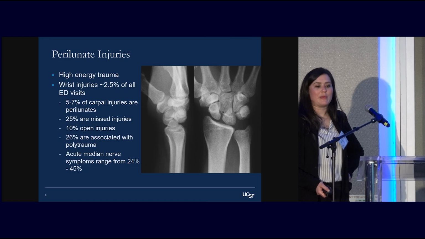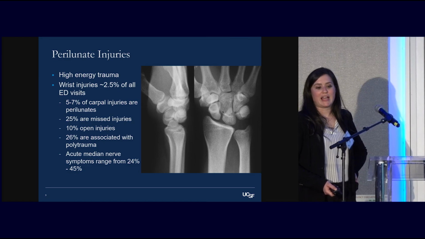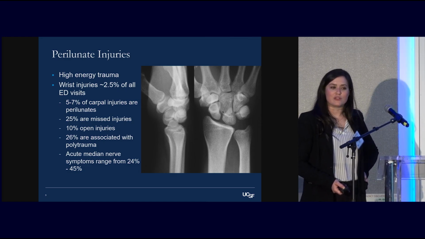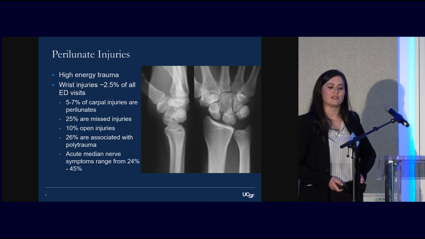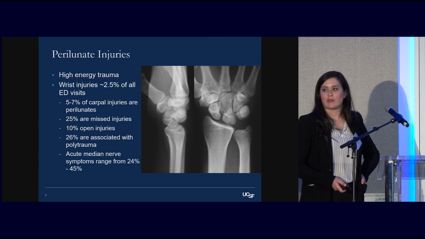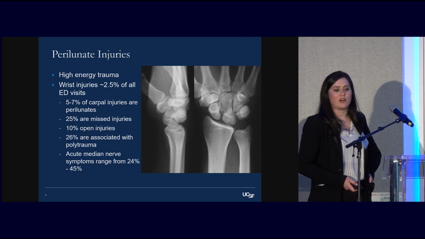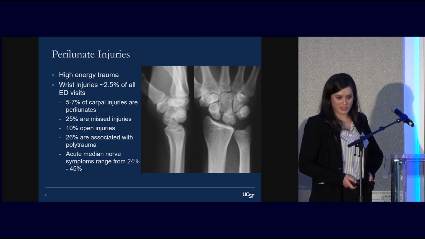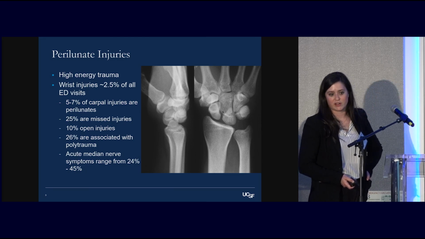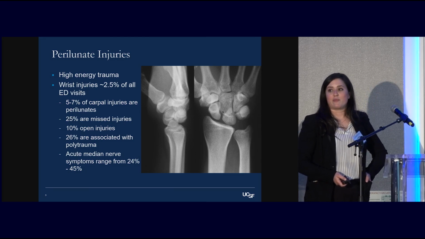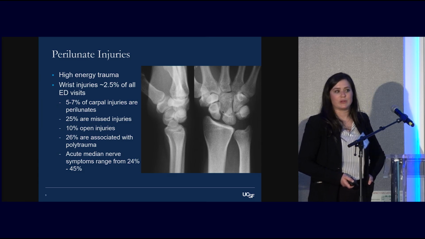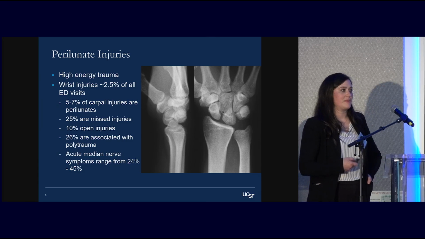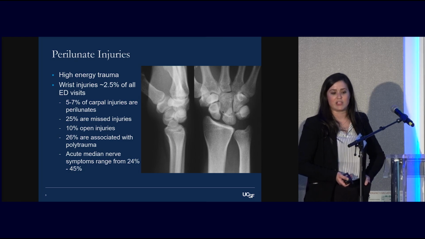As many of us know, perilunate injuries are due to high energy traumatic events, often falls from height, motor vehicle accidents, or skateboard injuries, as we see a lot around here. Wrist injuries in general account for about 2.5% of all ED visits, and 5 to 7% of those are carpal injuries, such as perilunates. 25% of these are missed, so 1 in 4 are missed injuries, and so it's really important, like Dr. Vogeli was saying, to make sure that you have a high index of suspicion for these when they come into your office and they're still having pain.